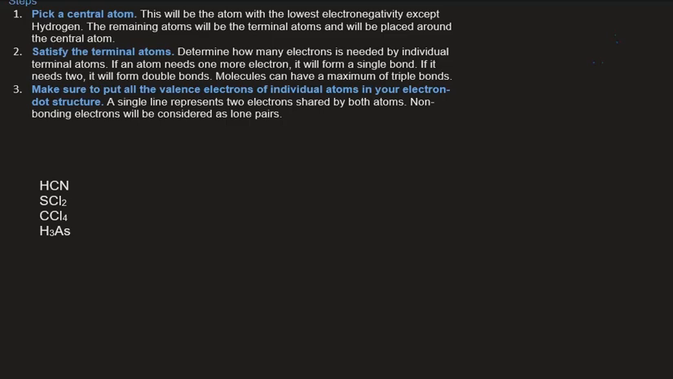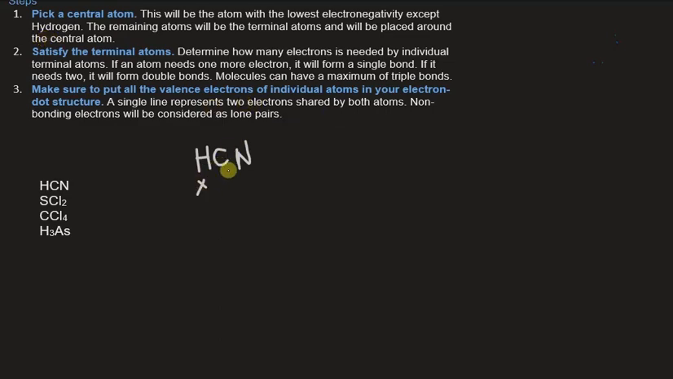Let us continue on the electron dot structures of the following molecules. We'll start with HCN. HCN is a molecule composed of a hydrogen atom, a carbon atom, and a nitrogen atom. The first thing is to pick the central atom. The central atom will be the atom with the lowest electronegativity except hydrogen. So we will not put hydrogen in the center. Hydrogen will never be the central atom.